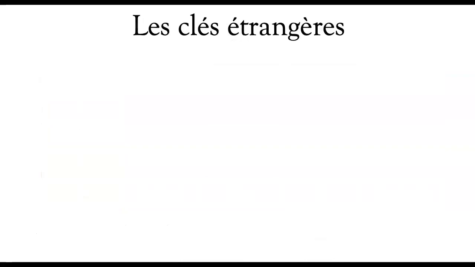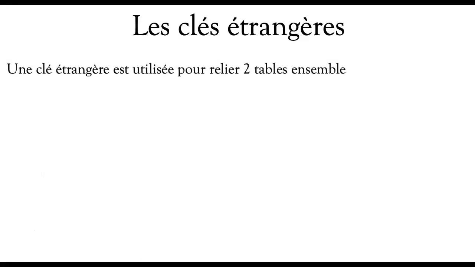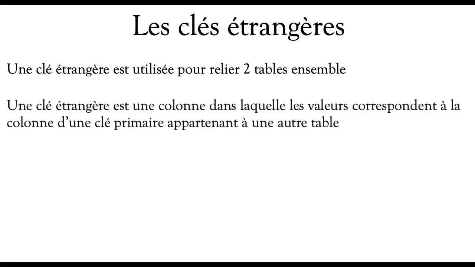Now let's have a look at the foreign keys. Foreign keys are used to link two tables. A foreign key is a column in which the values match the primary key column of another table. So there is a column in one table that relates to the data in the column of another table. It would thus create a relationship between the data of the two tables.